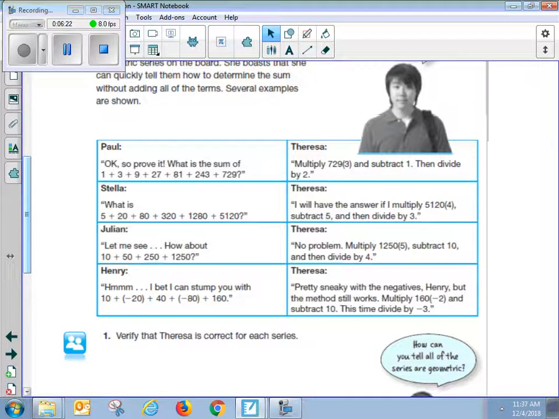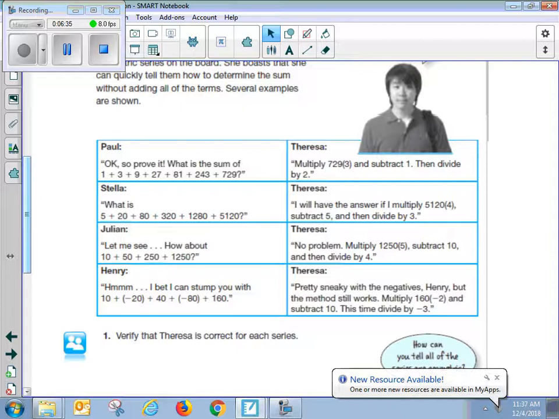And last but not least, Henry, when you see that the signs are alternating, you know R is negative. So 10, negative 20, 40, negative 80, 160. And then she said, take 160 multiplied by negative 2, subtract 10, divide by negative 3. Tell me what Teresa's doing every time. Anybody brave? Go ahead.